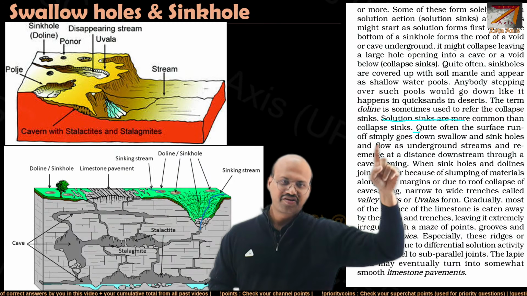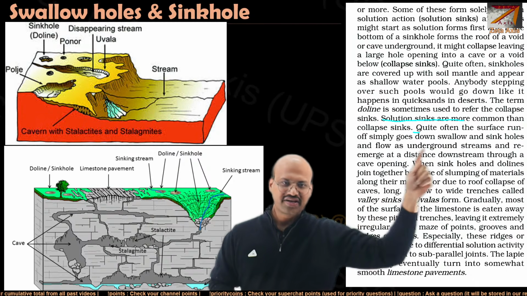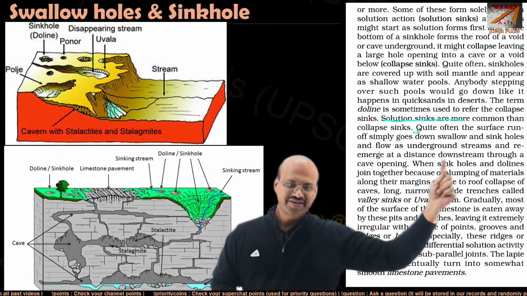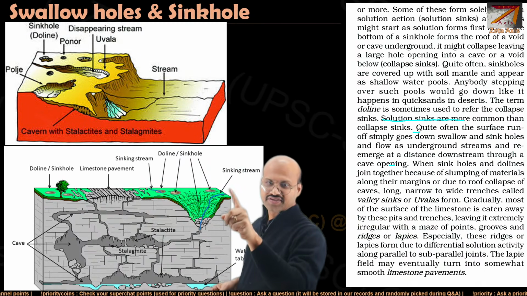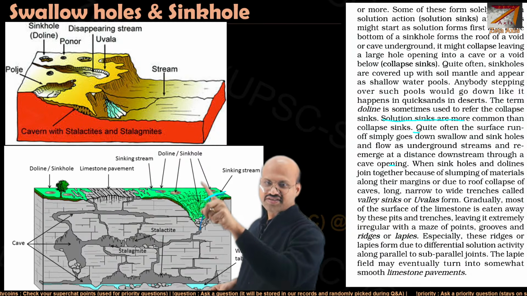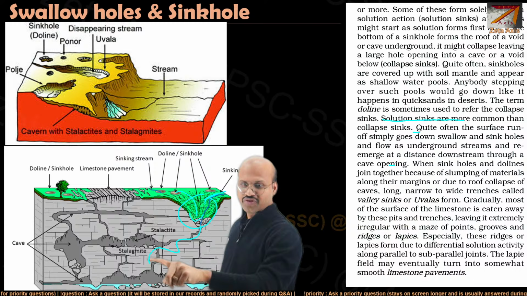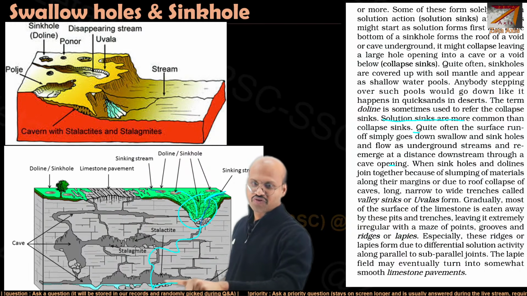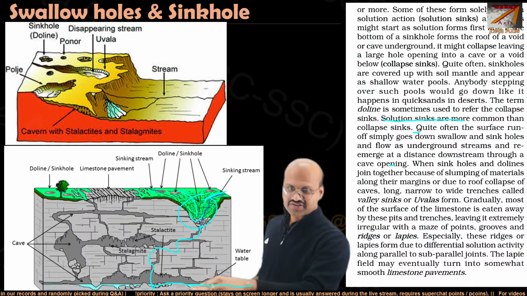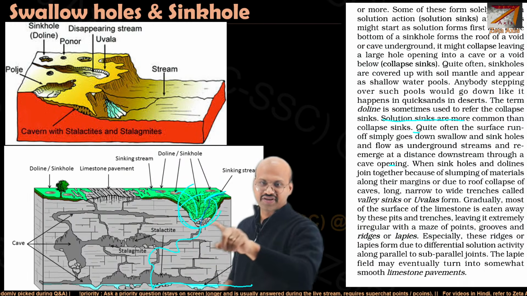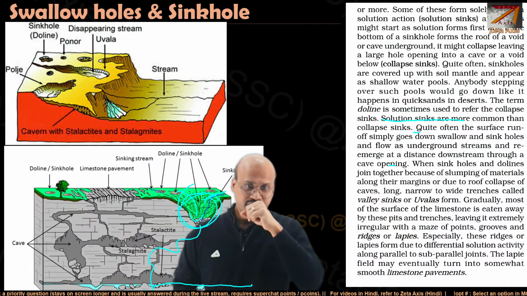Quite often the surface runoff simply goes down, swallowed by sinkholes, and flows as an underground stream and re-emerges at a distance downstream through a cave opening. So many times, like you can see over here, there is this stream, and it will fall in this sinkhole and flow inside, reach a layer, flow on that layer, and then re-emerge someplace away. So it re-emerges from a cave. Because it disappears here, it is called a disappearing stream.